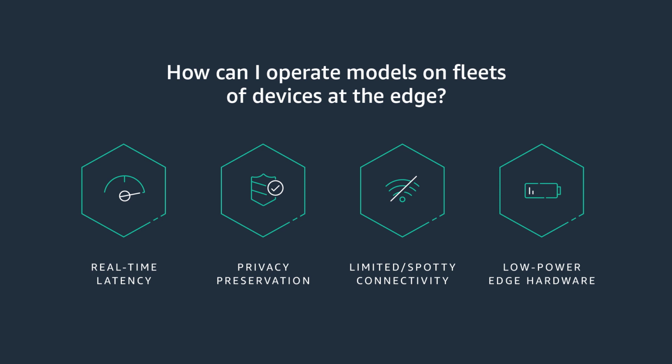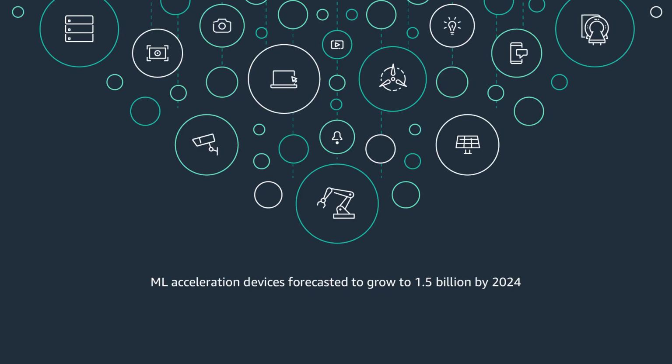Third, the devices may not always be connected. The device may operate on a farm, an oil rig, or even a satellite in space where connectivity may be too expensive or simply non-existent. Finally, we're also seeing an explosion in the number of low-power edge computing hardware designed for machine learning, which makes it possible for complex models based on neural networks to run at the edge. Today, over 750 million devices equipped with ML acceleration hardware are being sold annually and forecasted to grow to about 1.5 billion devices by 2024, according to market research reports.